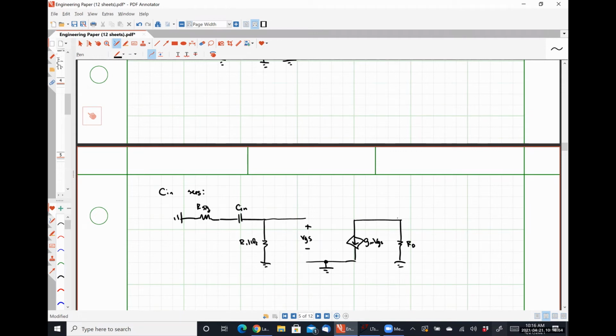So hopefully by inspection, we can see what resistance our capacitor Cin sees. Somebody give me a stab of what it's going to be. Close, but not quite. Let me make it a little bit more obvious. If I take my capacitor out and I'm looking in through those terminals, I see R sig in series with R1 in parallel with R2, right? Everybody okay with that?